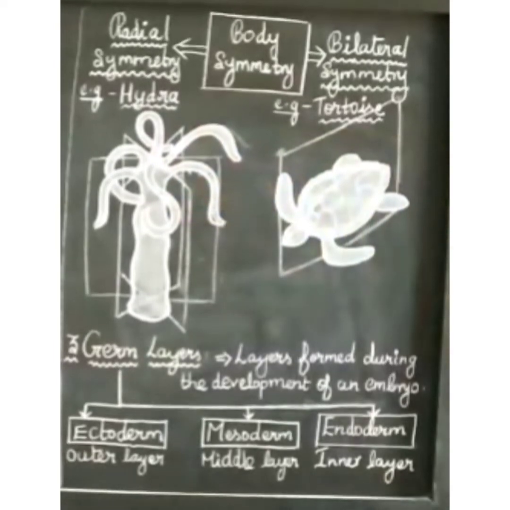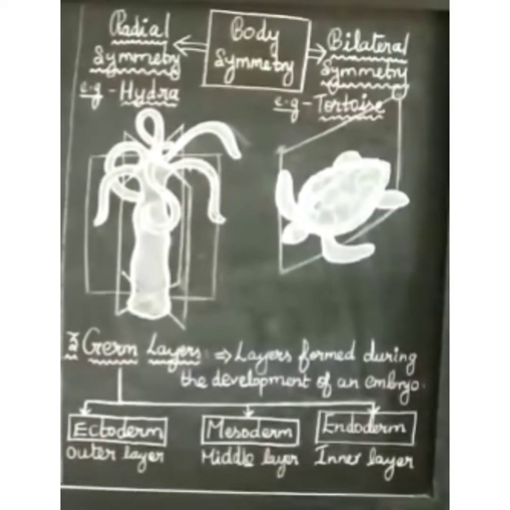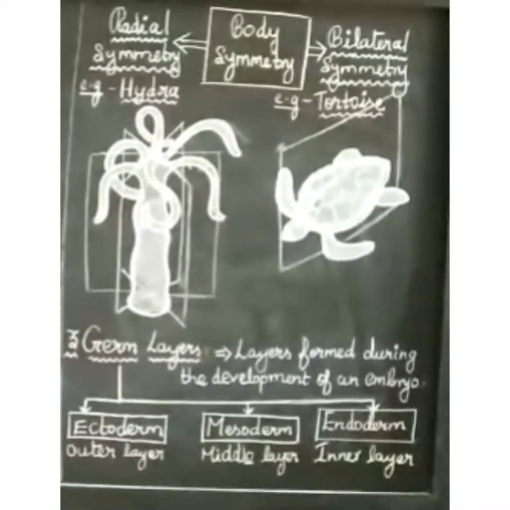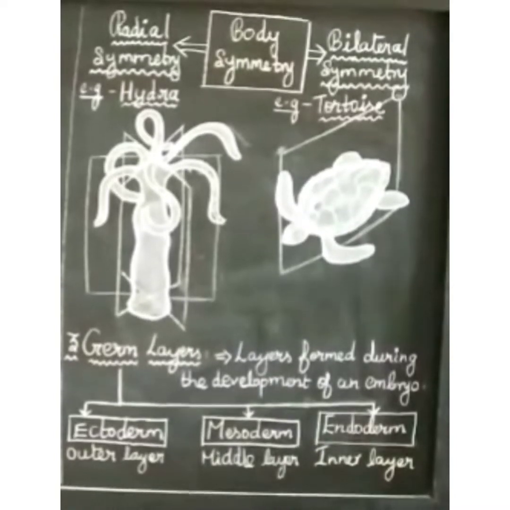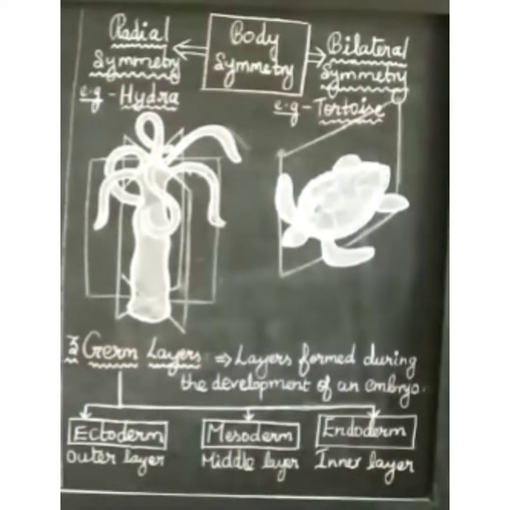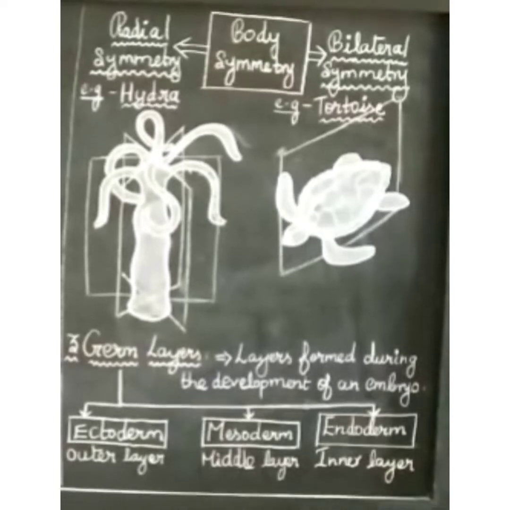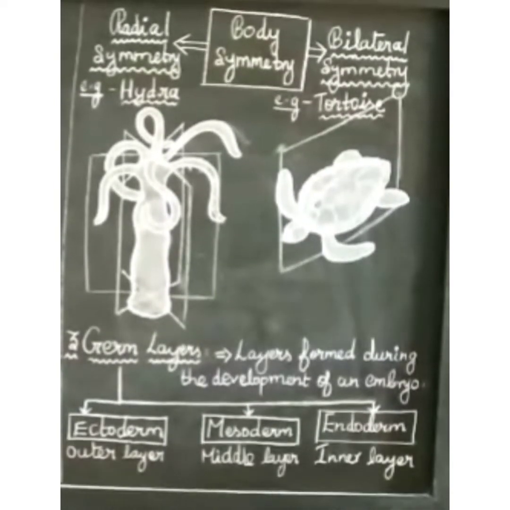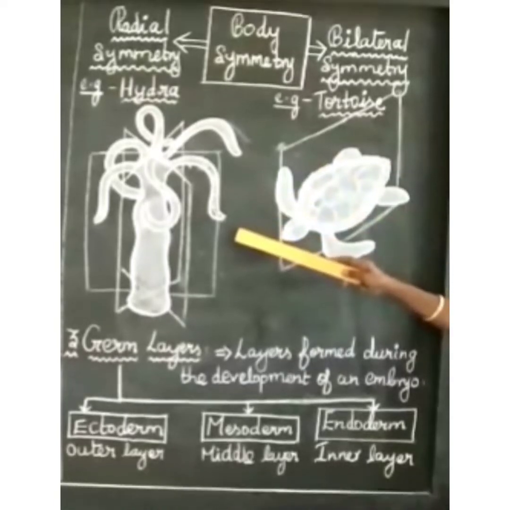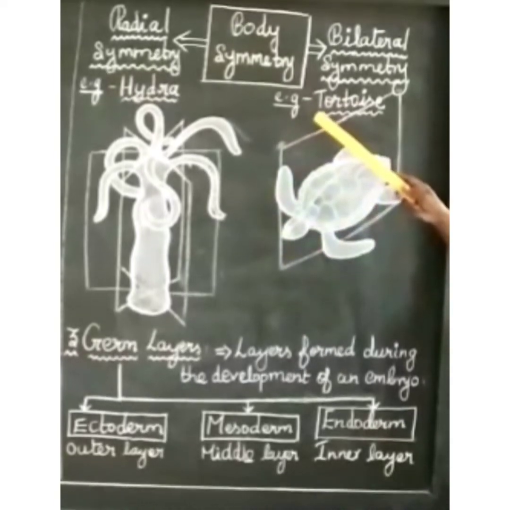I will give you another example. You take a vegetable, that is a tomato. At any angle you cut the tomato, it gives equal halves, because the body organs are arranged around the central axis. Better you take a tomato and cut it at home, then it will be clear for you. Clear? Then Hydra is a very good example for radial symmetry.